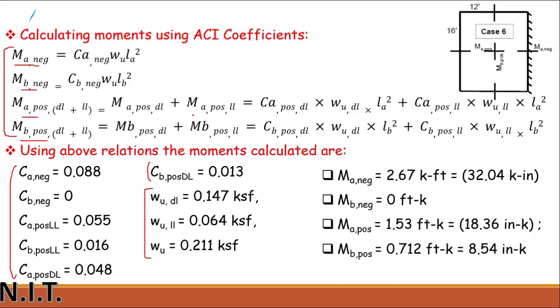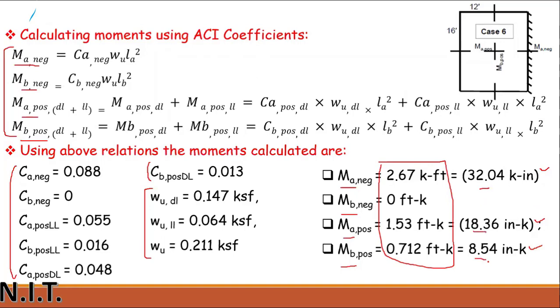I explained all these things yesterday in our class, but I am explaining it again as a reminder. Then MA, MB negative and MA positive, MB positive values have already been calculated. These are the values in kip-feet. If I need these values converted to inch-kips, just multiply all these values by 12. You will get the answer in inch-kips. Clear? And then use these values to find the area of steel.